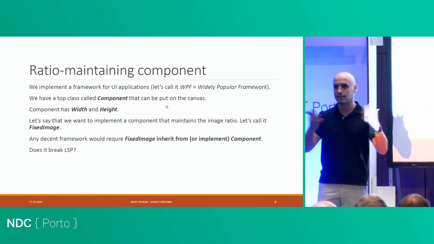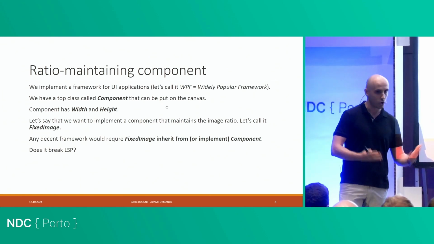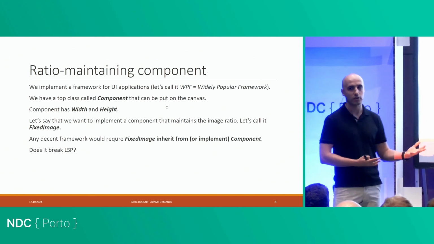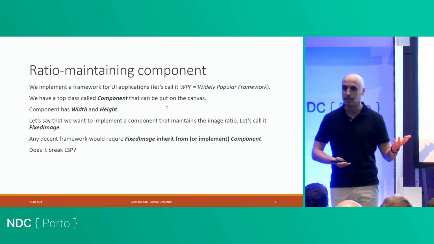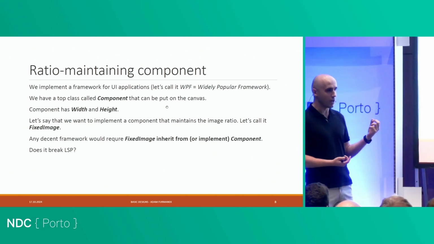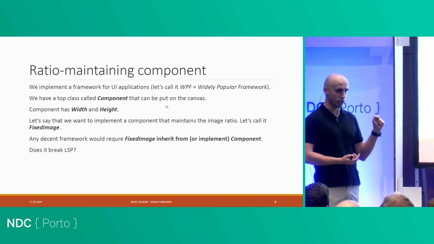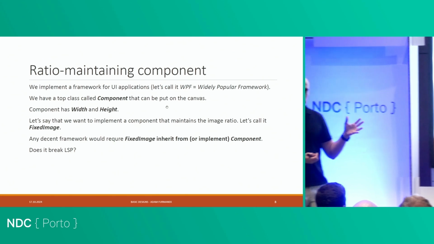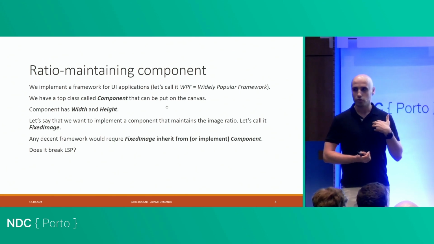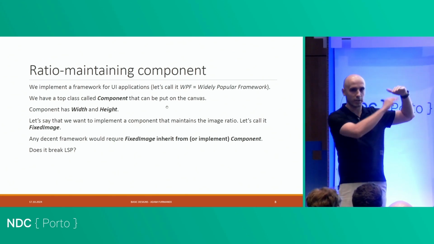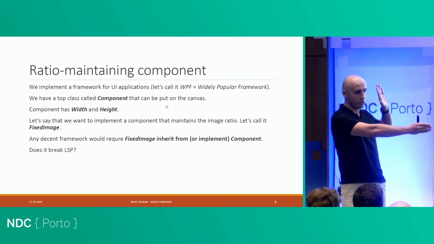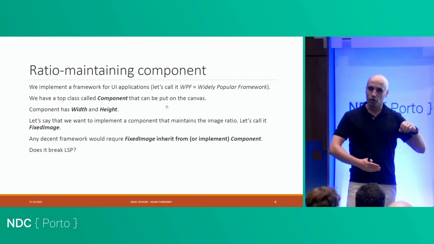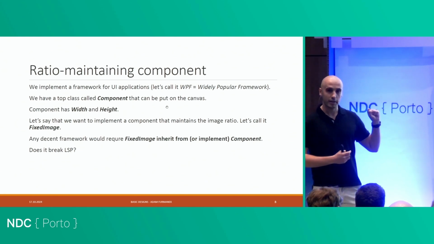We have some base class, base interface like IComponent or whatever, something we can put on a canvas. Right? This obviously must have some dimensions, width and height, right? That makes sense. So now I would like to create a component that maintains its ratio, so the ratio of the content inside, right? So let's say that if I make this component taller, then, well, it needs to be wider, because it needs to maintain ratio, right? Now, you tell me, does it break LSP?